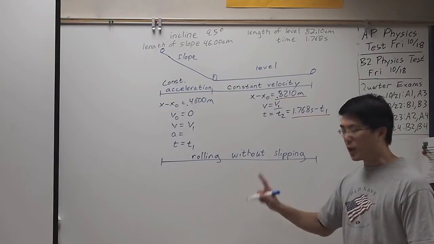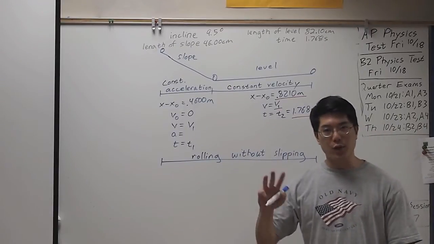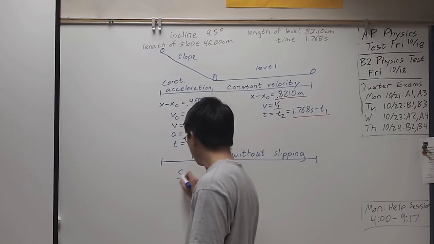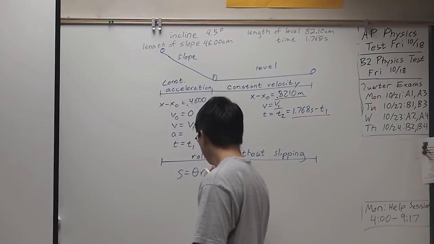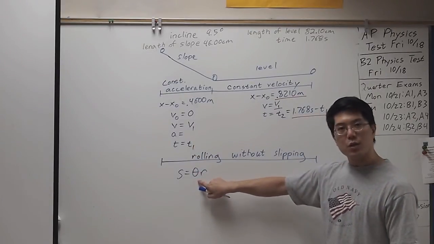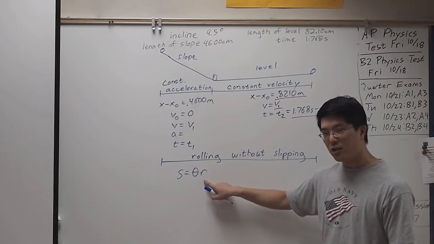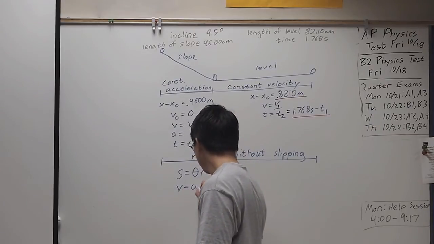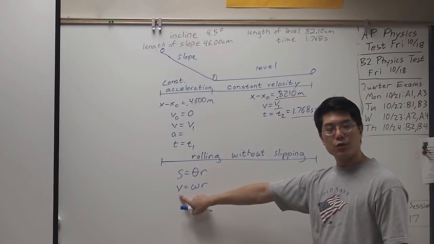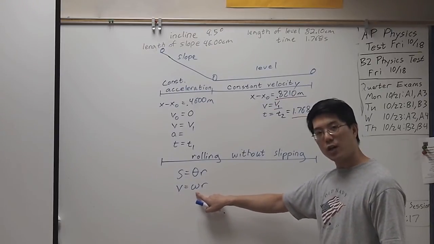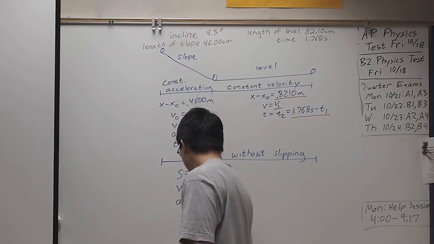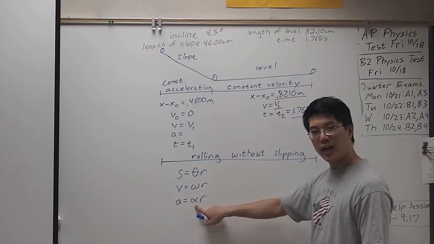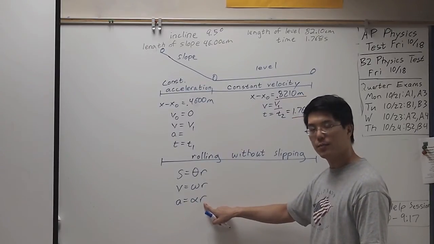This is good news, because if you're rolling without slipping, then we have 3 equations that relate our translational quantities to our rotational quantities. Namely, distance moved is equal to angular displacement times radius. Hope you got the radius of the ball. Translational velocity is equal to angular velocity times radius. Translational acceleration is equal to angular acceleration times radius.